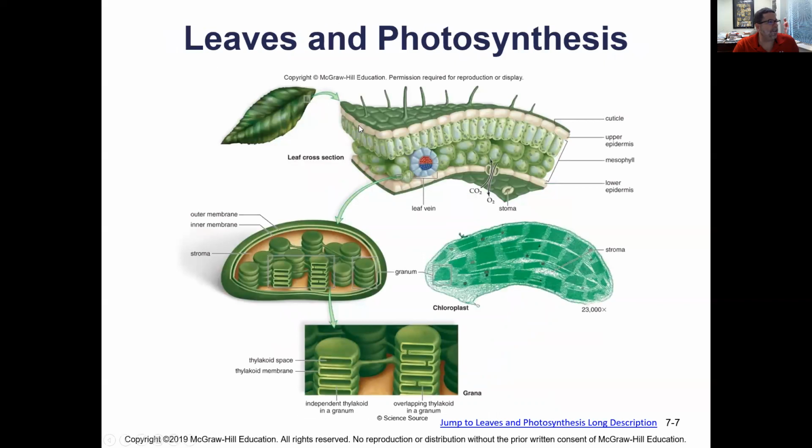Here's a cross section of the leaf. You can see that they have epithelium tissue, right? They have the hole we're going to talk about in the bottom of the leaf where they do their gas exchange, called the stomata, and carbon dioxide is coming in here and oxygen is leaving. There's a picture kind of showing what it would look like from the side view. And inside these little green discs called the chloroplast, we will see that these are inside there.